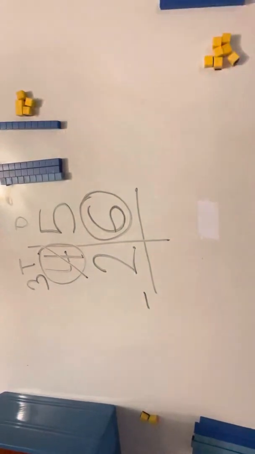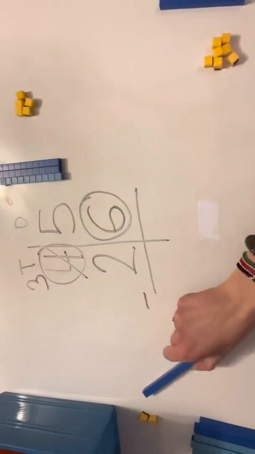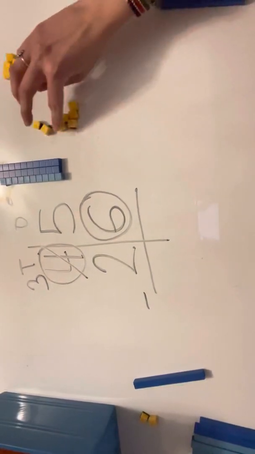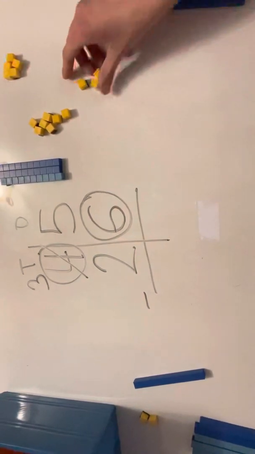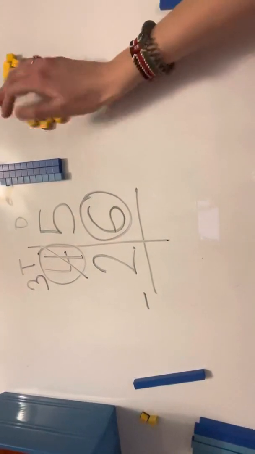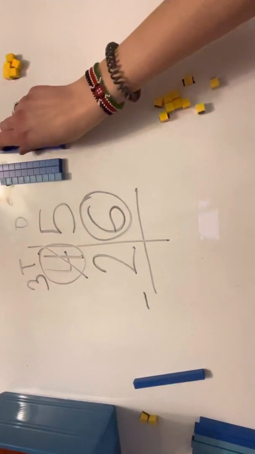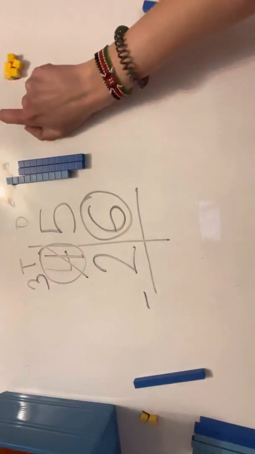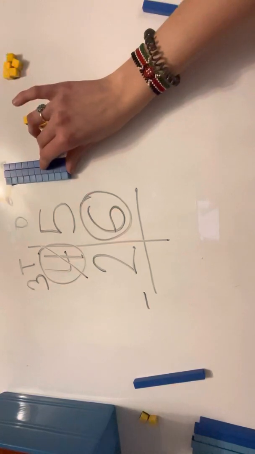Now, this is why it's called ungrouping. It's because we take this 10 and it's no longer a 10. We ungroup it into 10 ones. 1, 2, 3, 4, 5, 6, 7, 8, 9, 10. When we were adding, we took 10 ones and we swapped it out and made it a 10. Now we're doing the opposite. We're taking a 10 and we're swapping it out and making it ones. It's the opposite. Just like addition and subtraction are the opposite.